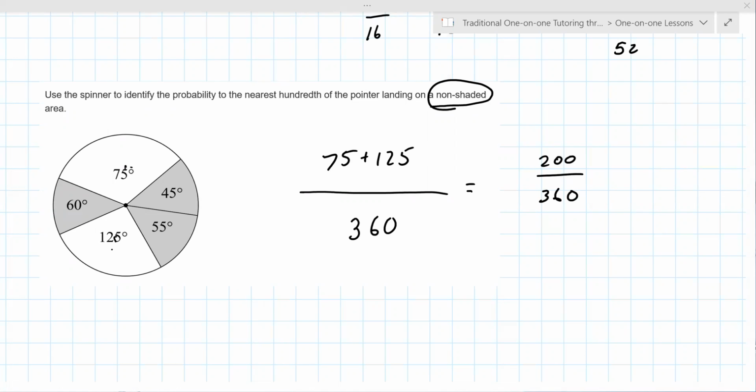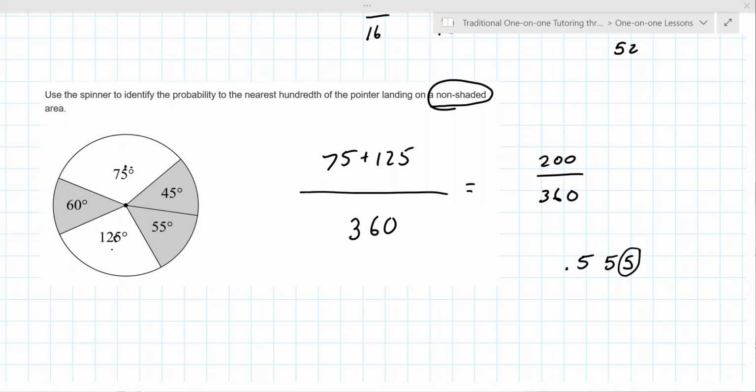I get 0.55. You said 0.55? Let me take a look here. What is your decimal again? 0.5, 5. What's the number after it? 5. It's 55555, etc. Okay, so you look at this one. Oh, are they asking for the nearest hundredth? Yes. Okay, so that's 0.56. Very good.